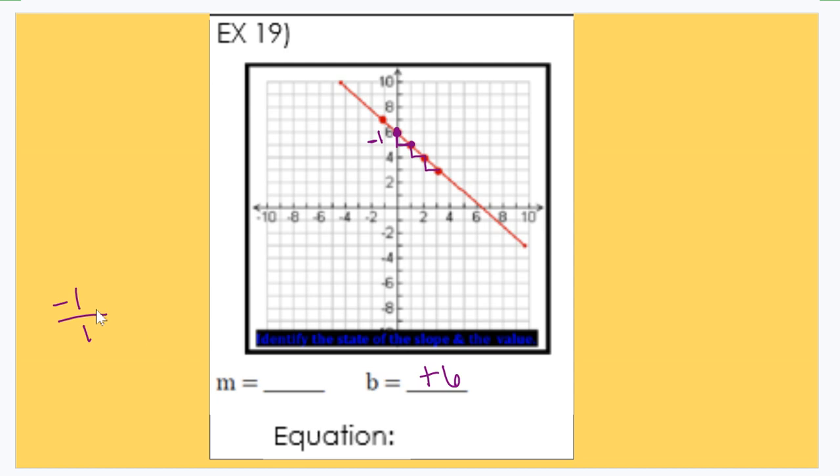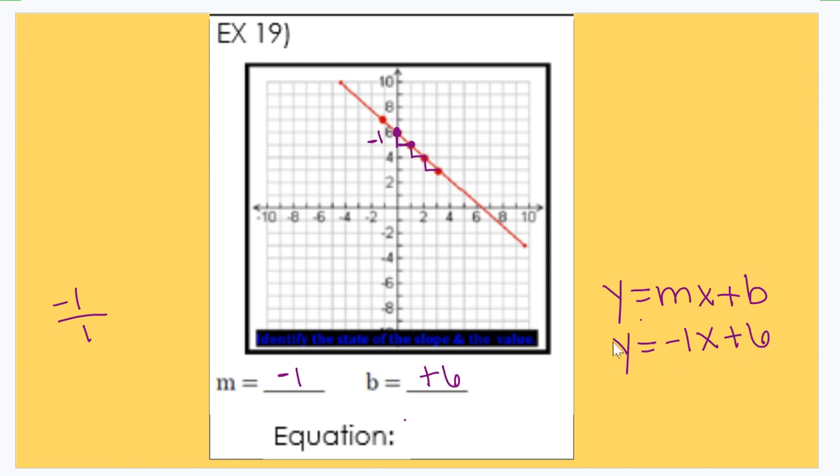Negative 1 over 1. So what does that simplify to? Well, that simplifies to a negative 1. What's negative 1 divided by 1? Just negative 1. So now let's write that in our equation. Our formula, y equals mx plus b. Y equals, what did we get for m? Negative 1. X, and what do we get for b?